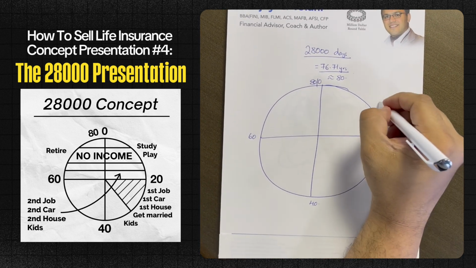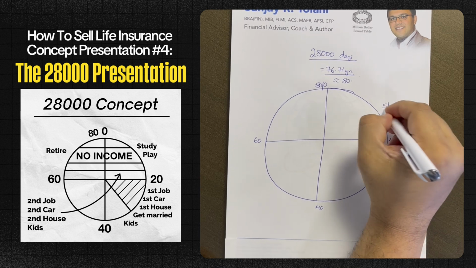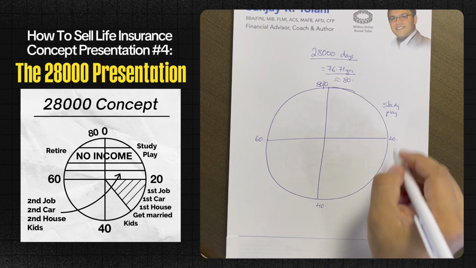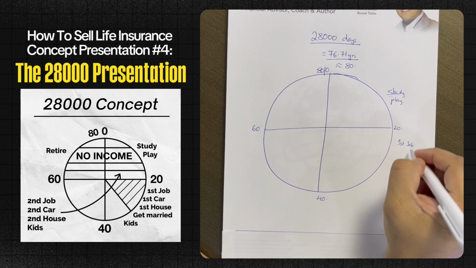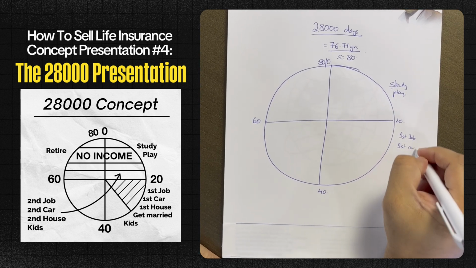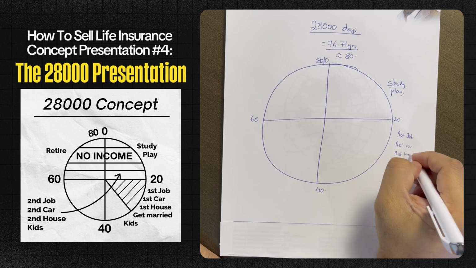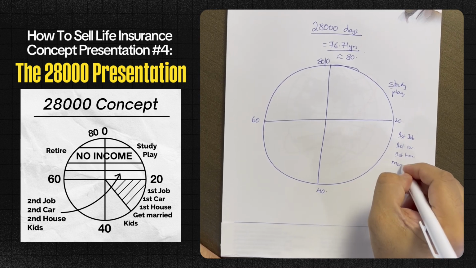Now 0 to 20, what do? Study, play, fool around. 20 to 40, what do? We get our first job. We buy our first car. We buy our first house. We get married. We have kids.